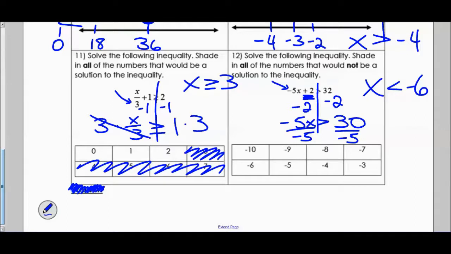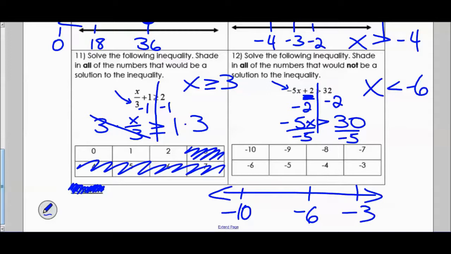So all the numbers smaller than negative 6. This is kind of a counterintuitive idea, but it's actually the bigger looking numbers. On a number line, it's the bigger negatives that are smallest. Negative 10 is smaller than negative 3. So negative 10, negative 9, negative 8, and negative 7 works. Negative 6 does not work.